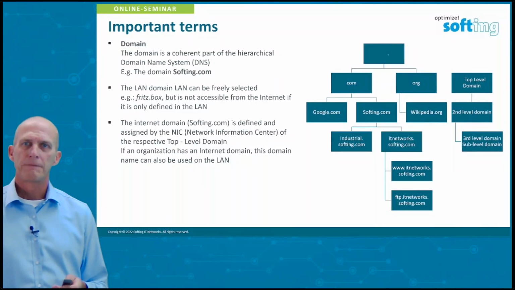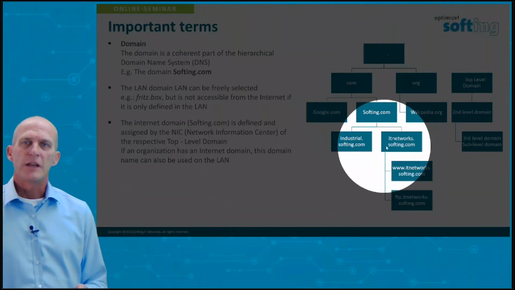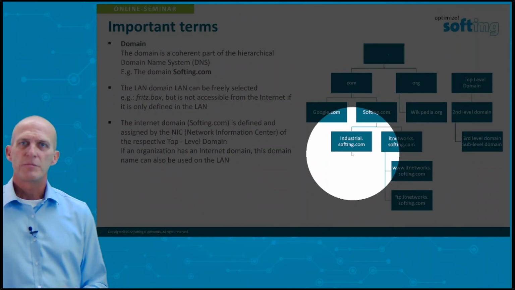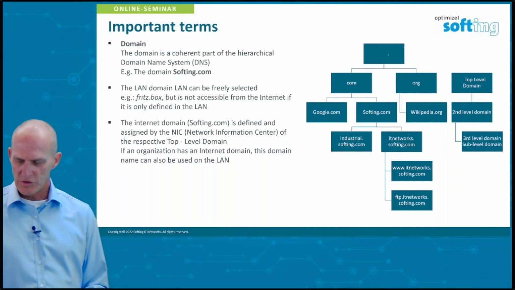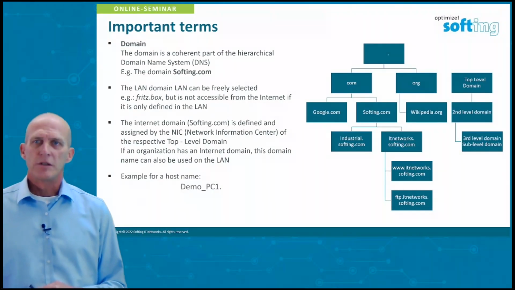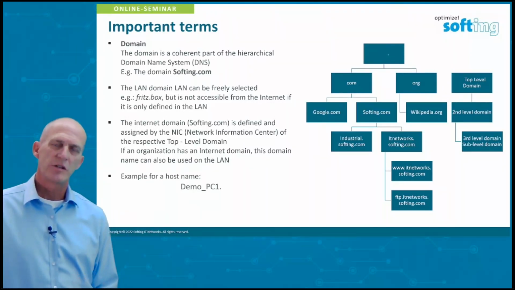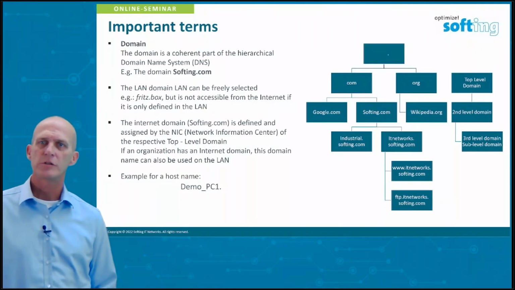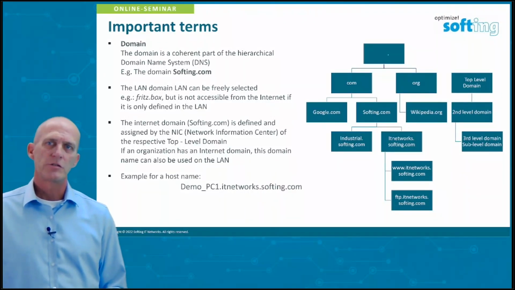The third level domains can actually be assigned by the companies by themselves. So for example, itnetworks.softing.com or ftp.softing.com and so on. Station names in networks are also organized with these domain names. For example, a demo PC in our network would be demopc.itnetworks.softing.com.